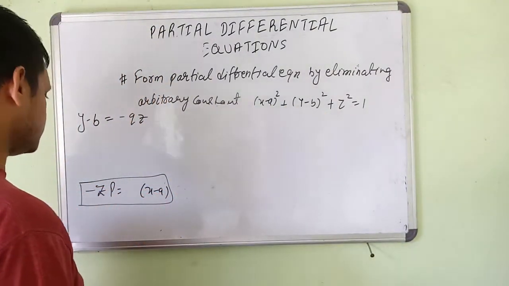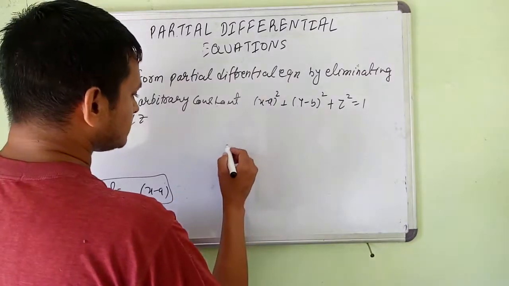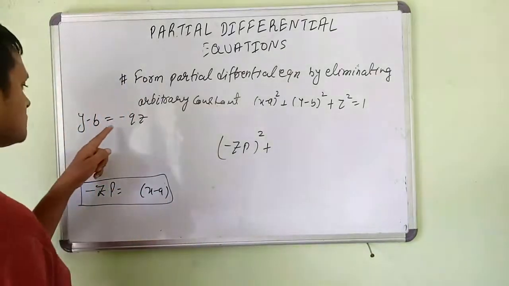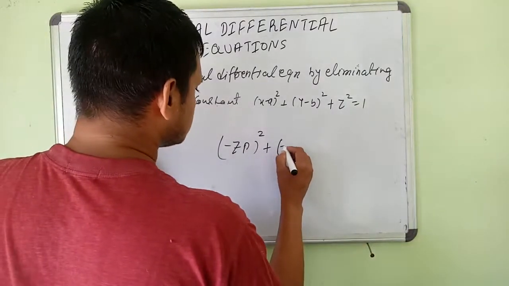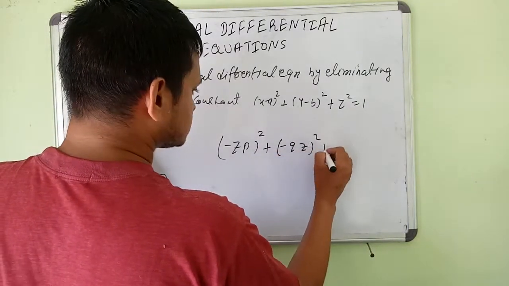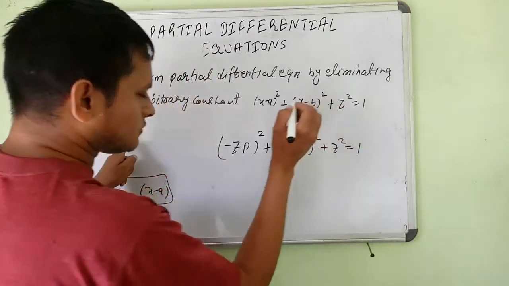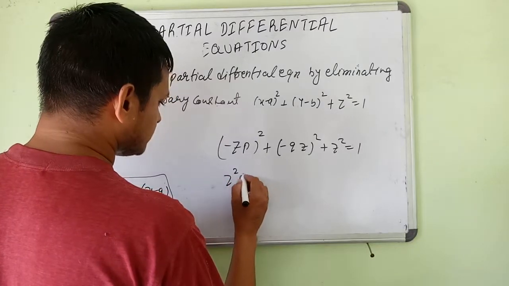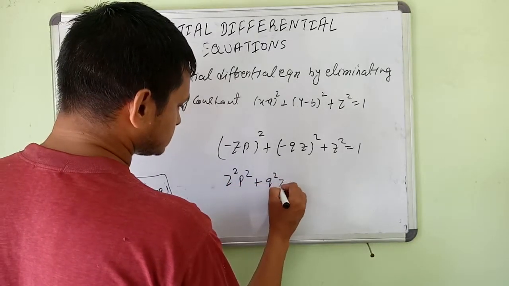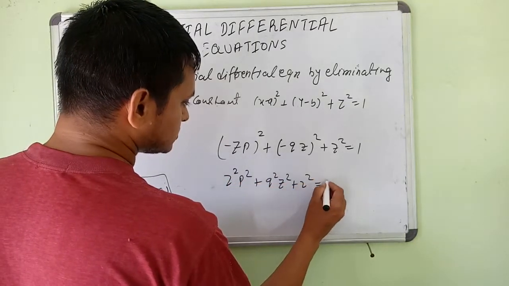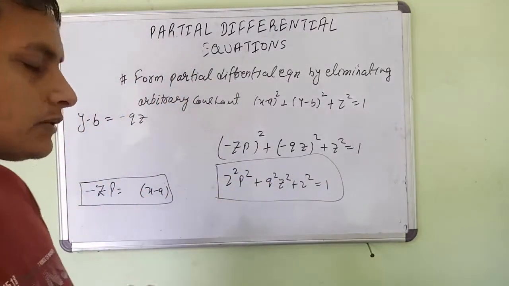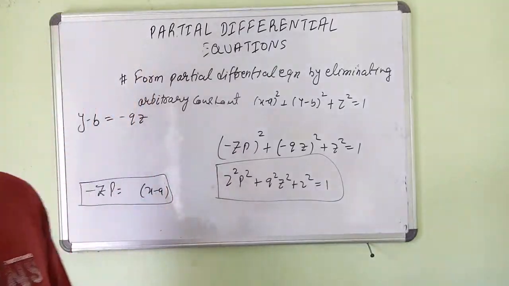So x minus a is minus zp squared plus y minus b is minus qz squared plus z squared is equal to 1. So it is z squared p squared plus q squared z squared plus z squared is equal to 1. So it is our required partial differential equation, which is found by partial derivatives. Okay.